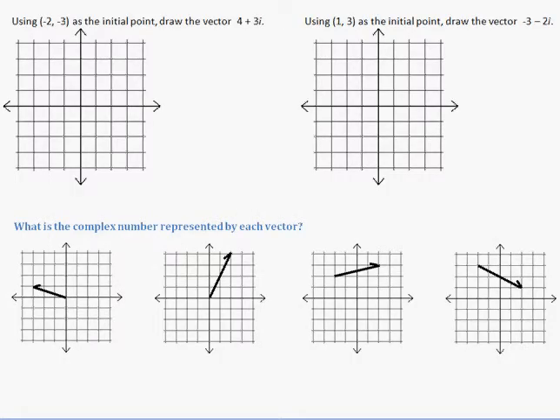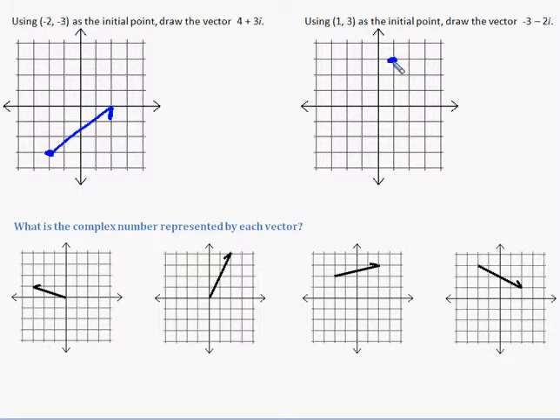Here this is a little different. It does tell us an initial point, so use -2, -3 as the initial point and draw the vector 4 plus 3i. So -2, -3, that's our initial point. Our real part is 4. That's horizontal. And then vertical is 3. So we'll go 4 plus 3i. That's just starting at a different point. We can start at 1, 3.